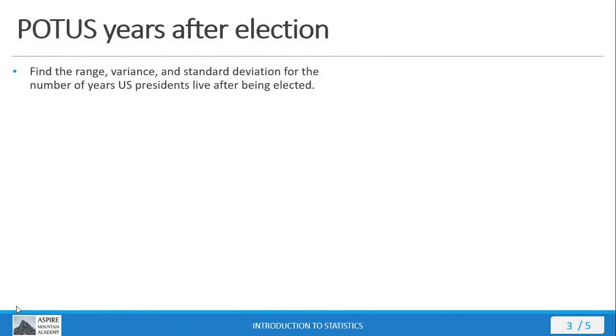Let's apply what we've learned about variation to an example problem. So here we're asked to find the range, variance, and standard deviation for the number of years elected U.S. presidents live after the election. Pause the video here, go open the POTUS file in StatCrunch and see what you can do about solving this problem. Then come back here and we'll retrace the steps that lead to the right answer to see how you did.